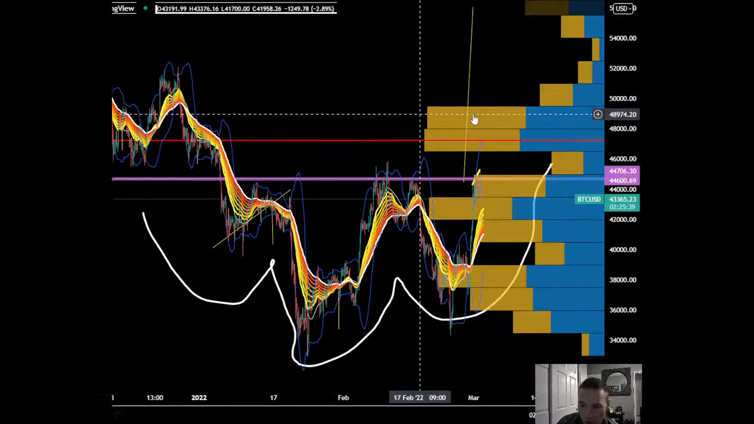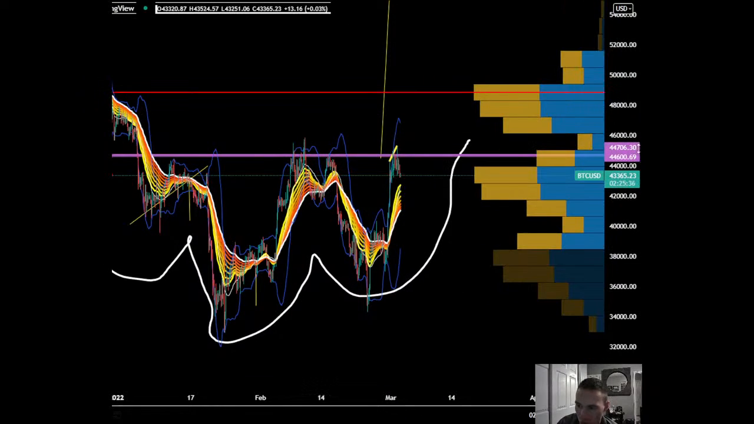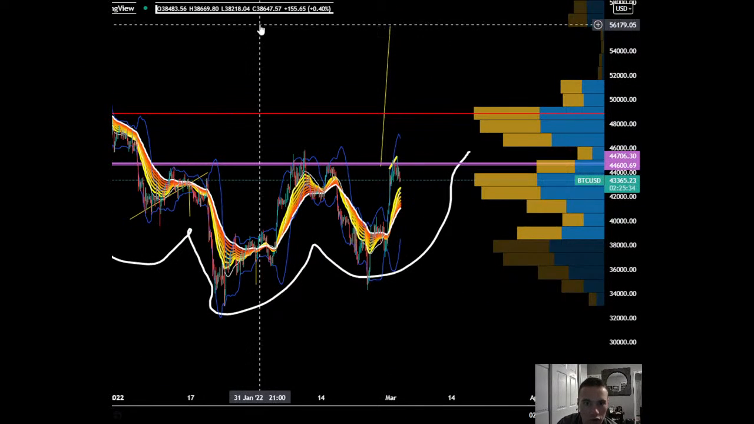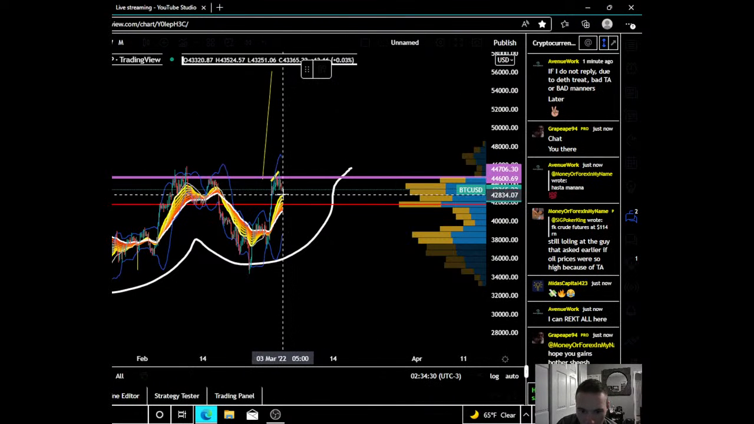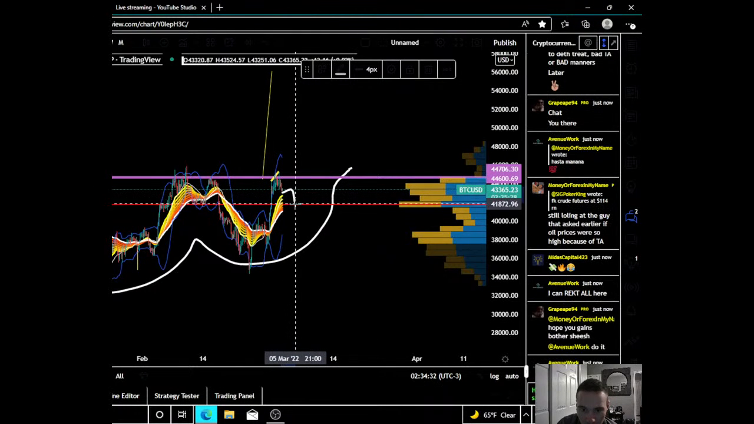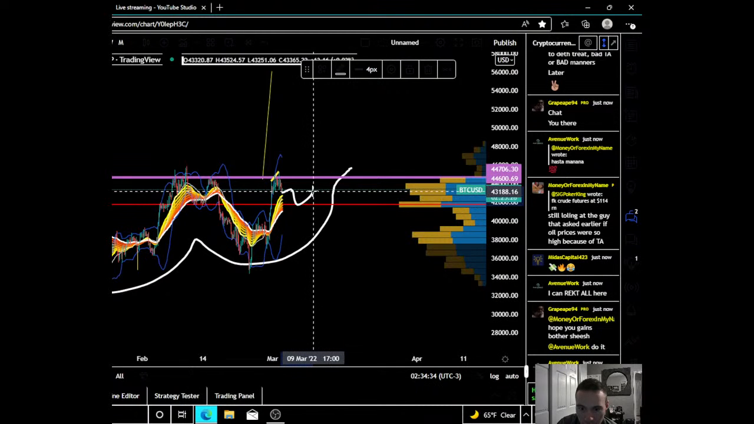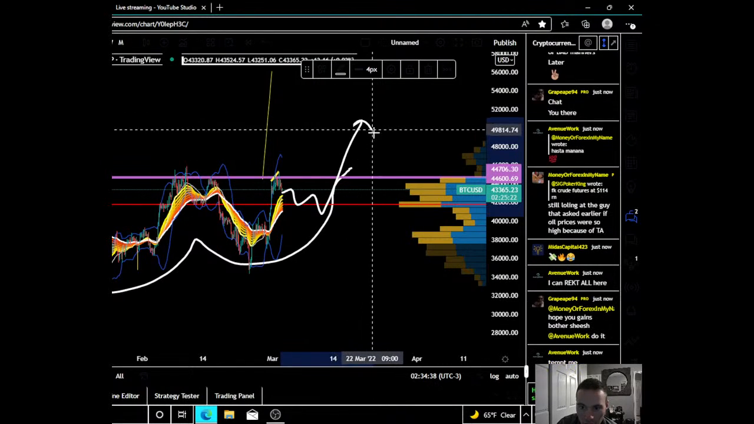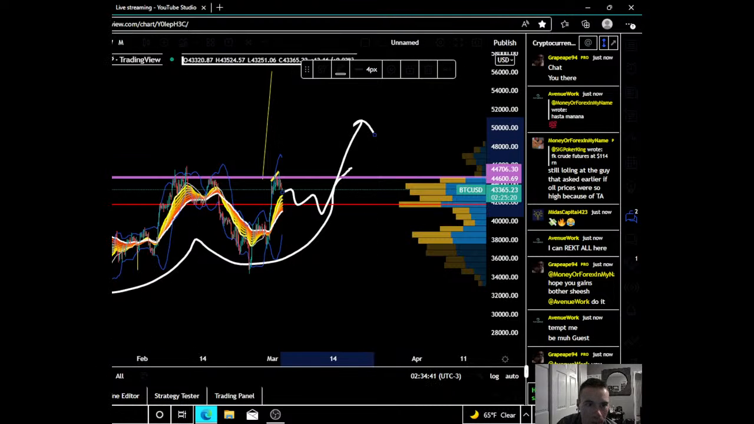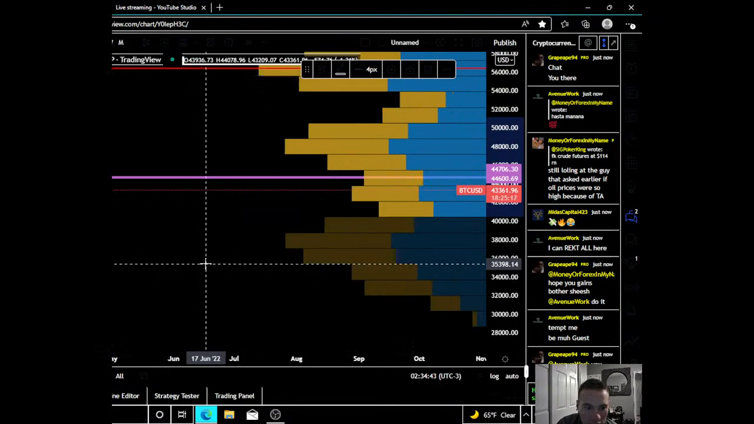Okay, now moving on. That's the short term. So what I expect is for the price to come down, bounce either right here, right here, or right here, and continue up. Now if that doesn't happen, we can go to the daily chart.